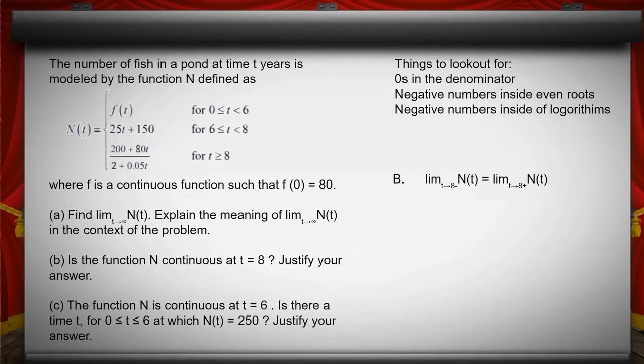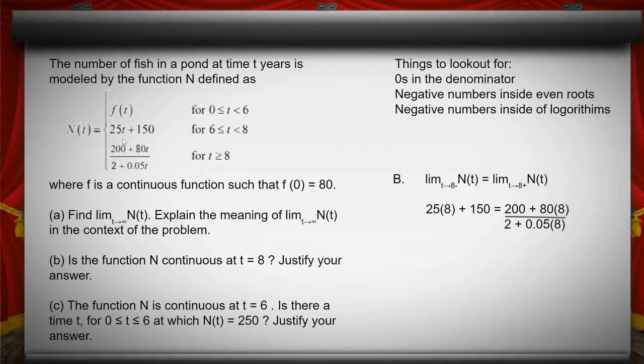The next part asks: is the function n continuous at t equals 8? Justify your answer. Like we did in that multiple choice problem, we have to get the parts of the function that connect at 8, and then set them equal to each other. So the function as we're approaching 8 from the left equals the function as we're approaching 8 from the right. And that, of course, is going to be parts of the piecewise function over here.